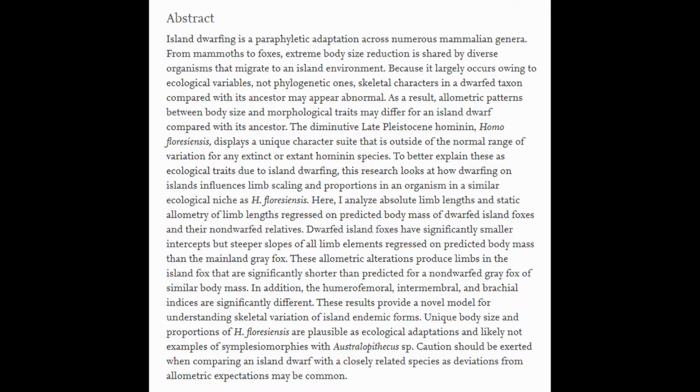The diminutive late Pleistocene hominin Homo floresiensis displays a unique character suite that is outside of its normal range of variation for any extinct or extant hominin species. I think what is being said there at the moment is that in the case of Homo floresiensis, some have suggested it is a dwarfed version of Homo erectus. Here it's suggested it's not.